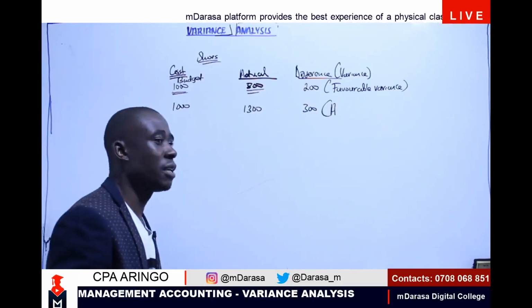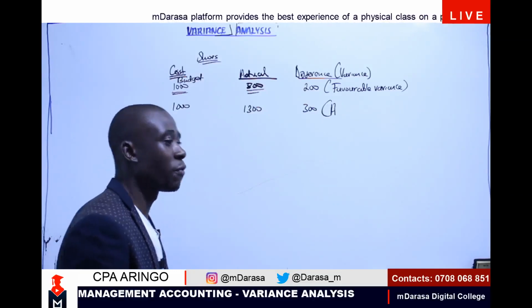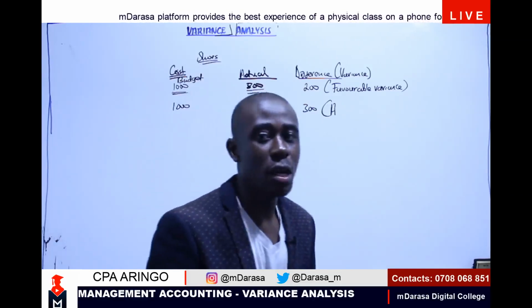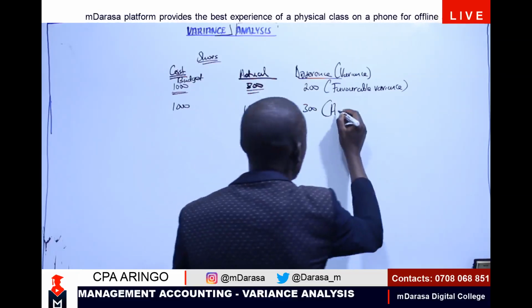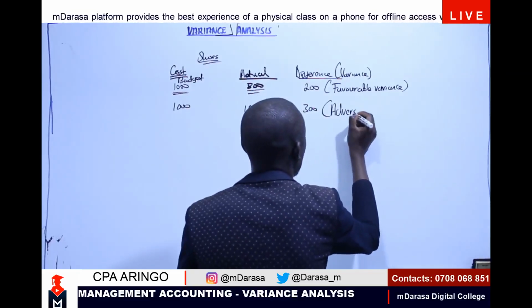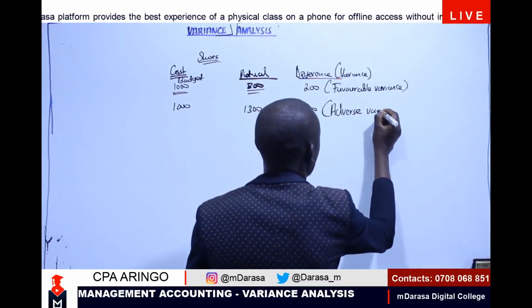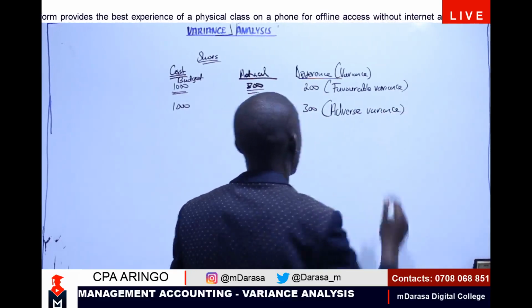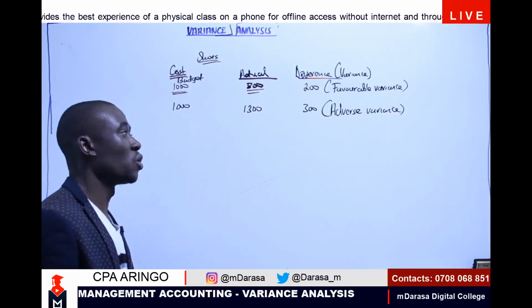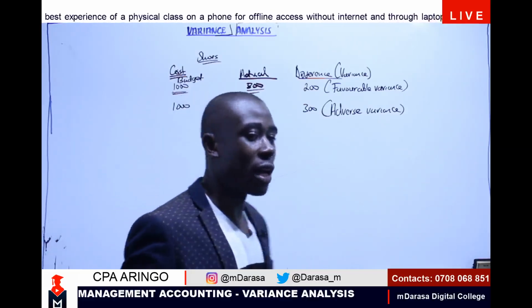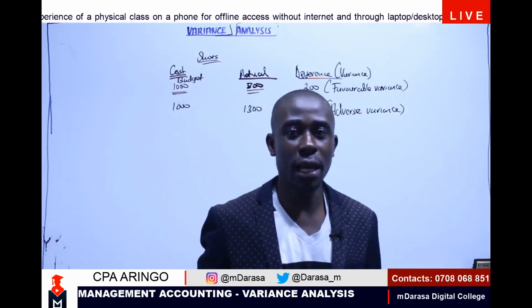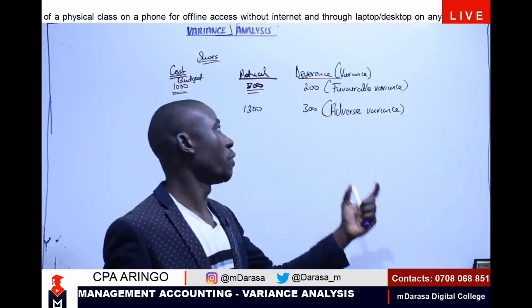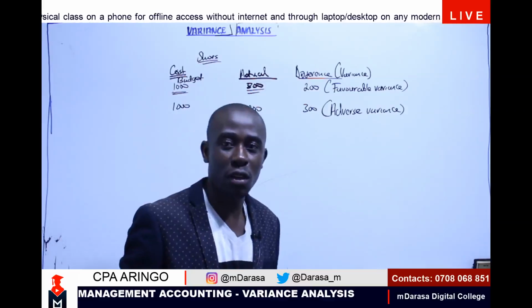And at any given point, whenever we have a variance that is against us, we normally term that as adverse variance. So up to this point, I know you've learned at least two main elements: that I'll be talking of favorable variance and I'll be talking of adverse variance.